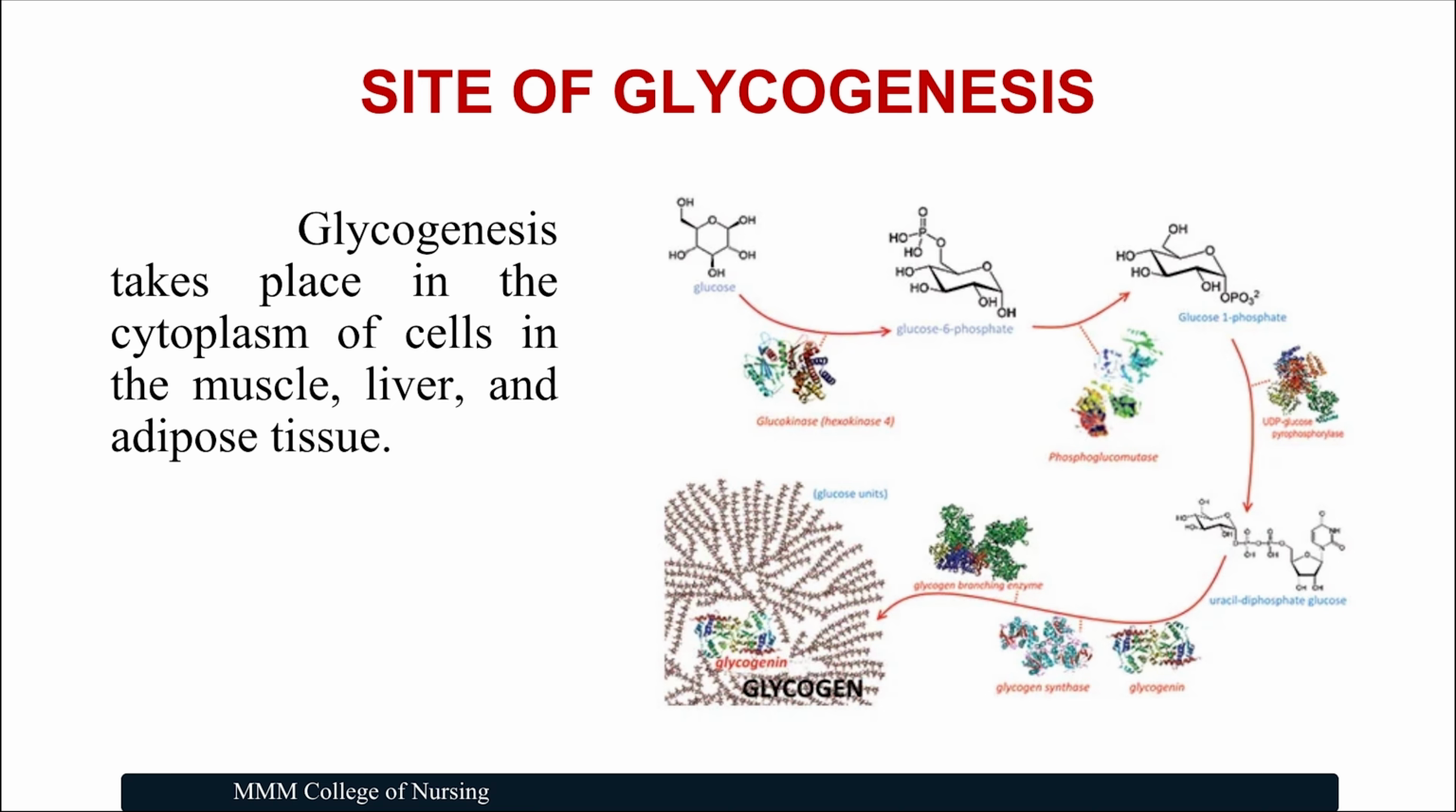Muscle glycogen, on the other hand, is a local energy reserve. It is used only by muscle cells during exercise and physical activity. Muscle glycogen cannot directly release glucose into the blood. It is kept for the muscle itself. And adipose tissue also has some glycogen, though in smaller amounts compared to the liver and muscle.